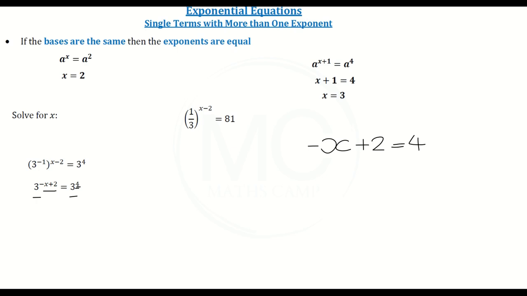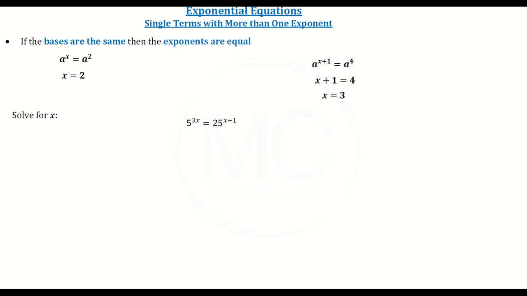Now we can solve for x. X is negative, so we're going to move it to the other side of the equal sign. We have a 2 over here, so let's leave 2 where it is, and we're going to move our 4 across, so we say minus 4. Now we have 2 minus 4, which is negative 2. And we can see that this is equal to x.